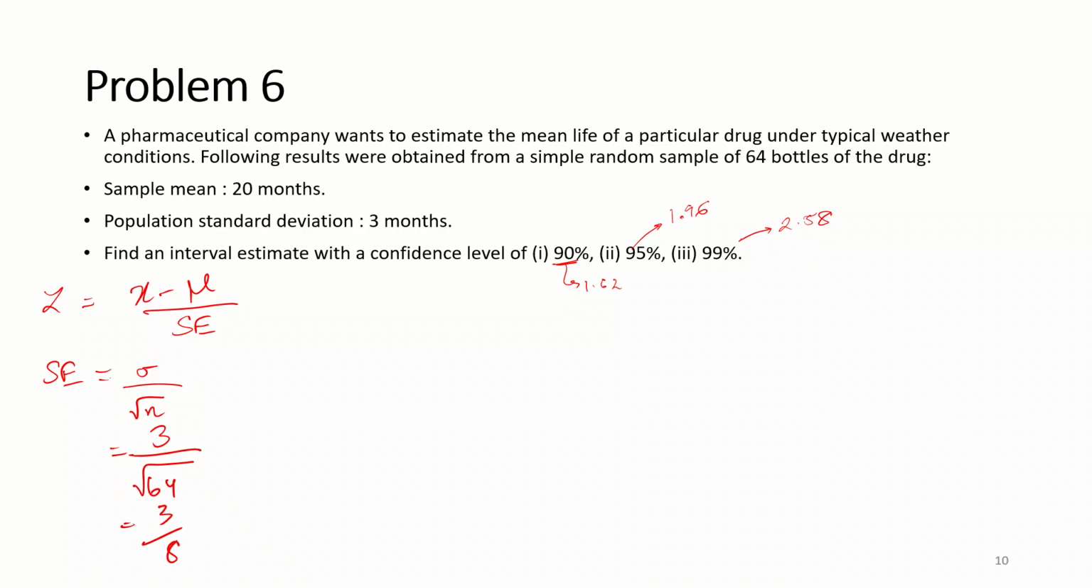Sir, can you explain one more time the formula for standard error? Yes. We have the standard deviation, that is sigma, divided by the square root of the number of observations, the number of items. It is 64. Okay, sir.